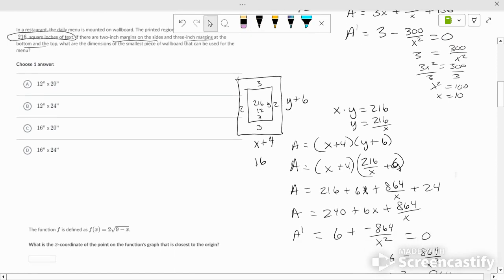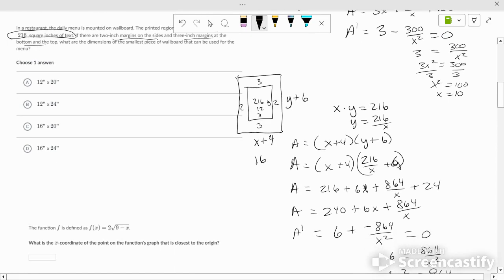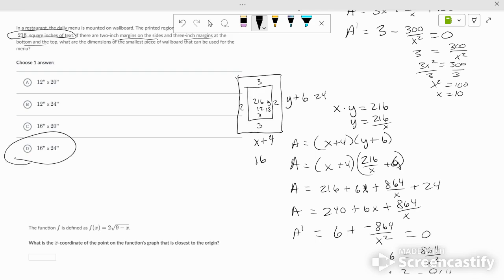If you stick 12 in for this, what's 216 divided by 12? 18. So Y is 18. 18 plus 6 is 24. So it's a 16 by 24 wallboard.